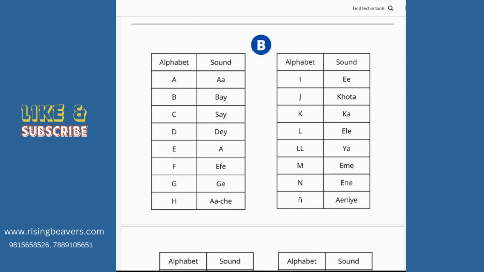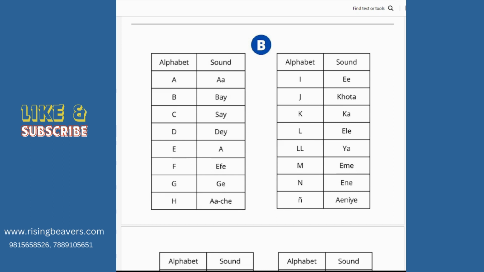So, the sound of the alphabet A in Spanish will be A, B will be B, C will be C, D will be D, E will be A, right? F will be FA, G will be K, H is H.